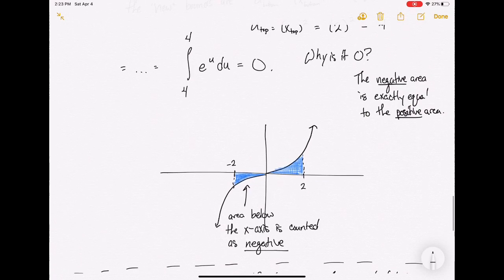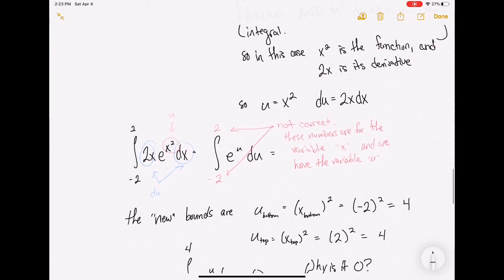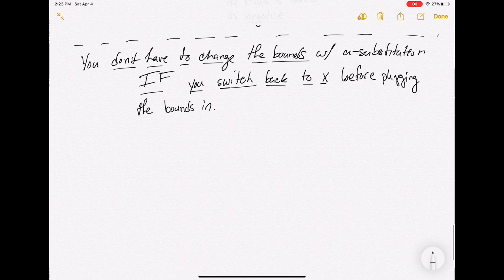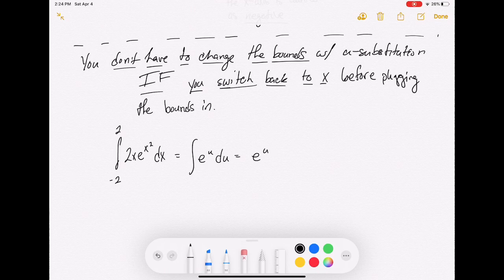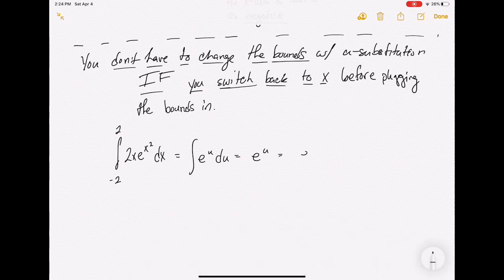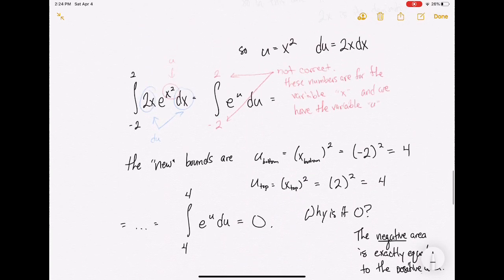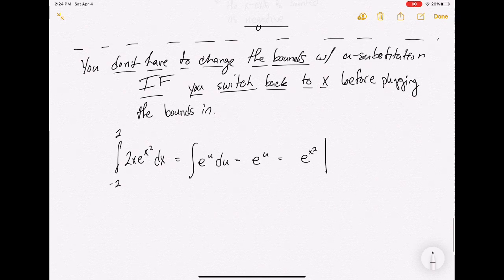What would that have looked like above here? If I switch back to x, I can integrate. The integral from negative 2 to 2 of 2x e to the x squared dx equals the integral of e to the u du, which equals e to the u, and I'm going to forget about plus c for now. What was u? It was x squared. So this is really e to the x squared, and now I can evaluate at negative 2 and 2. This gives me e to the 2 squared minus e to the negative 2 squared, which is e to the 4th minus e to the 4th, and lo and behold, it's still 0. So that's another way you can do it. Just make sure you switch back to x.